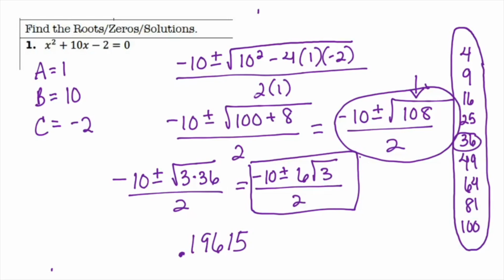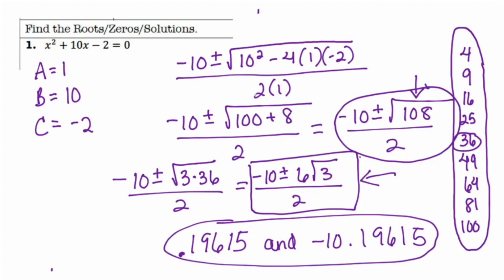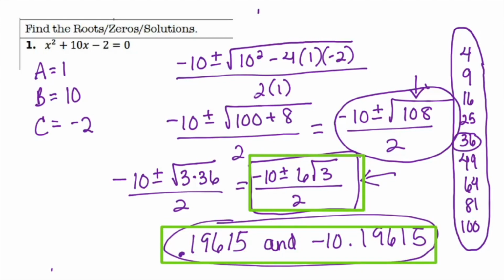If they don't tell you to round, I always say 4 or 5 decimals is enough. And you don't have to do all 10 that are in your calculator or however many there are. And then if you do -10 minus square root of 108 divided by 2, you get -10.19615. So if it's asking you for the decimal, then you'll have to use this at the bottom. If it's asking you for the radical, then you'll want to use this one right here. So you can get either one of these two answers, depending on the question and how it wants you to answer it. All right, let's move on to number 2.